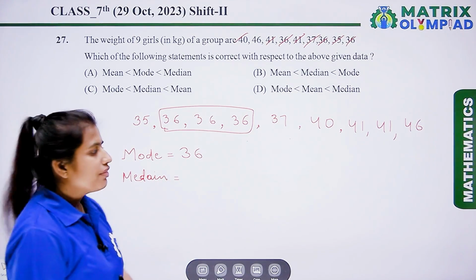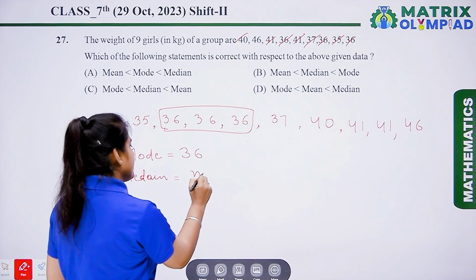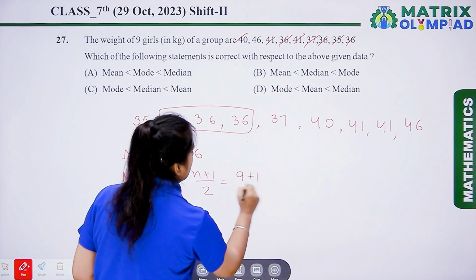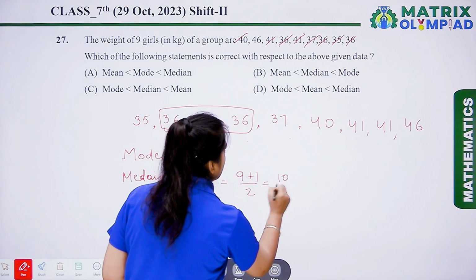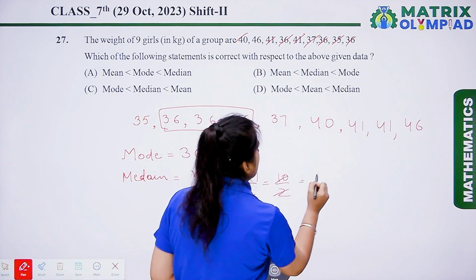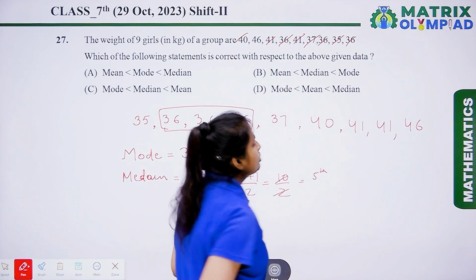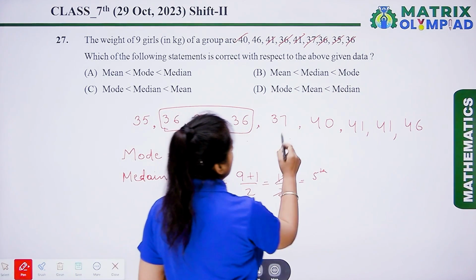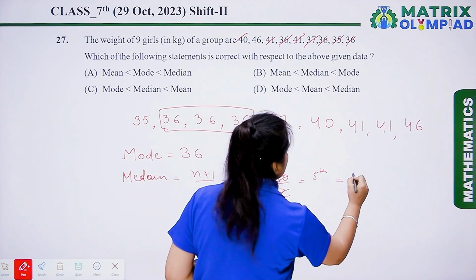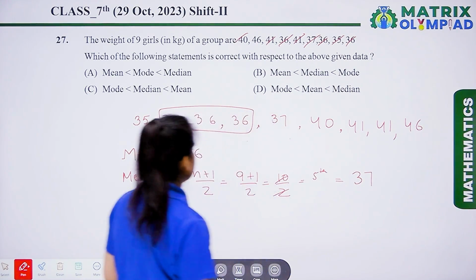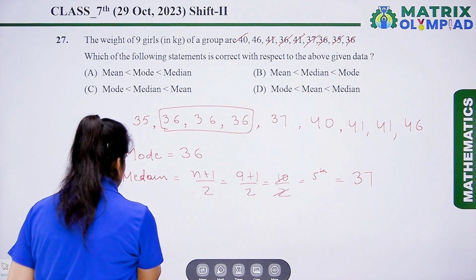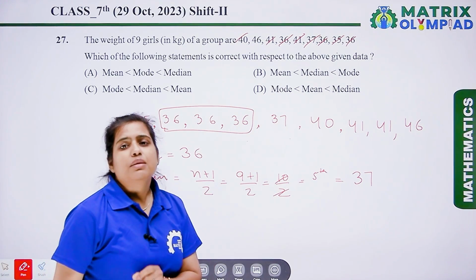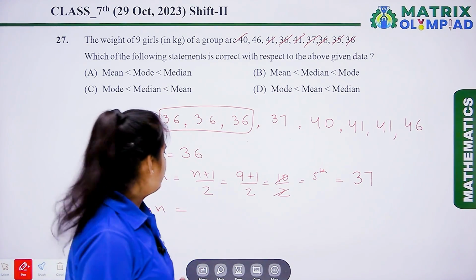Median for an odd number of observations is (n plus 1) upon 2. So here the number of observations is 9, so 9 plus 1 upon 2 is equal to 10 upon 2, so the 5th observation. Let's count 1, 2, 3, 4, 5. So here the median is 37. Now mean. So mean is sum of all observations upon total number of observations.